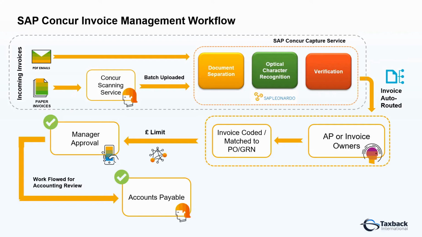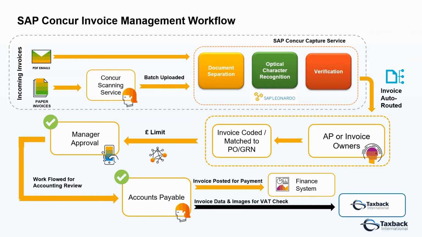Now, the accounting review step is just the final due diligence step, which basically allows AP to make sure that all the information on that invoice has been accounted for, there isn't anything missing, and if there are any exceptions triggering, they can resolve those before that invoice is posted into the ERP system for payment. But at the same time, that information and the invoice images can also be passed to Taxback International, for example, for VAT reclaim analysis purposes.